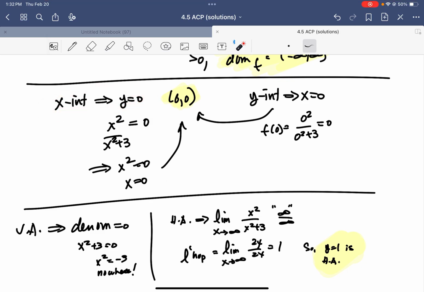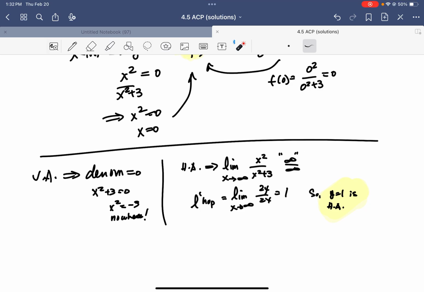X-intercept is where y equals 0. That's where we get this. Similarly, y-intercept is where x equals 0. So this is our only intercept. The vertical asymptotes, where our denominator is equal to 0, that doesn't happen anywhere.